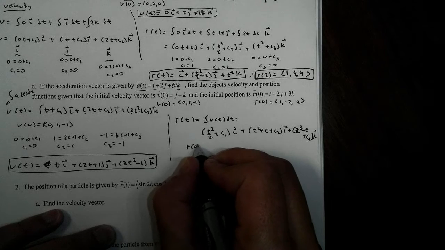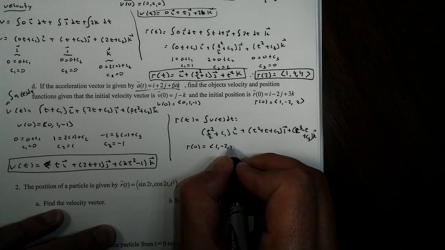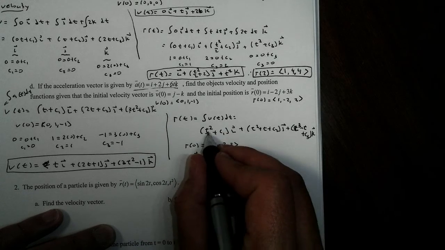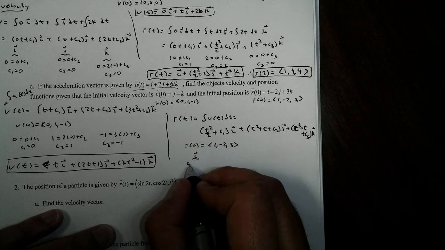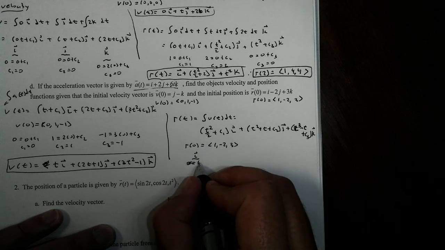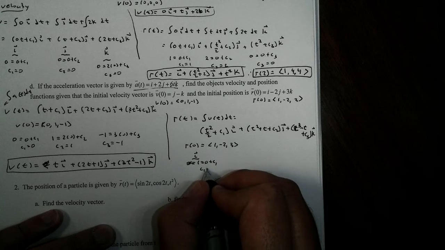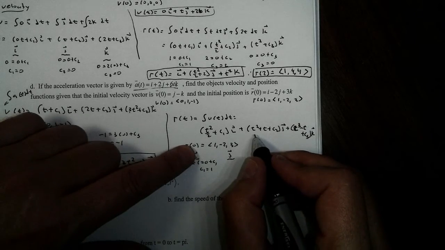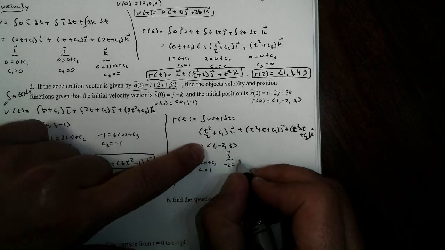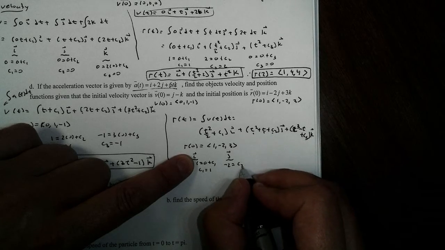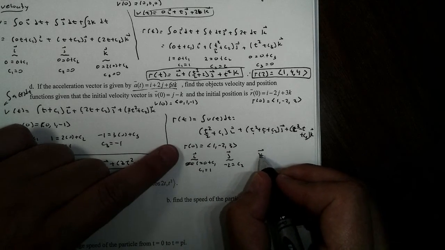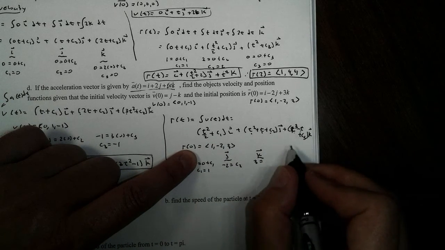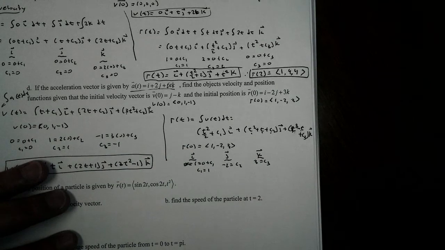And then we know that the initial position is going to be 1, negative 2, 3, and I can just plug all of those in. For my I component, if I let t be 0, I get 1 equals 0 plus c1, so c1 is 1. My j component, again, t is 0, so I get negative 2 equals 0 plus c2, so c2 is negative 2. My k component is going to equal 3 when t is 0, so I get 0 minus 0 plus c3, so c3 is 3.